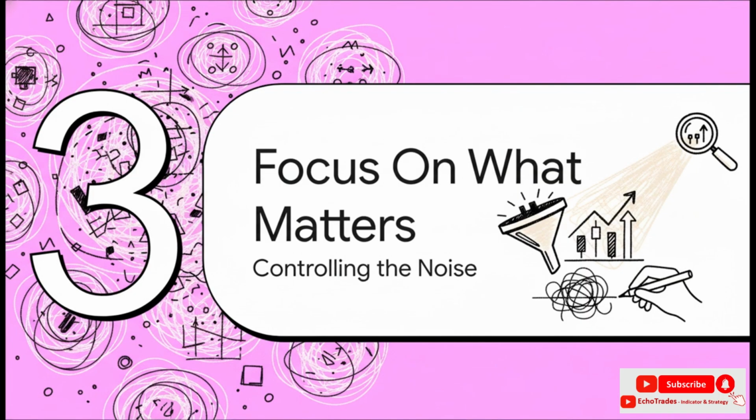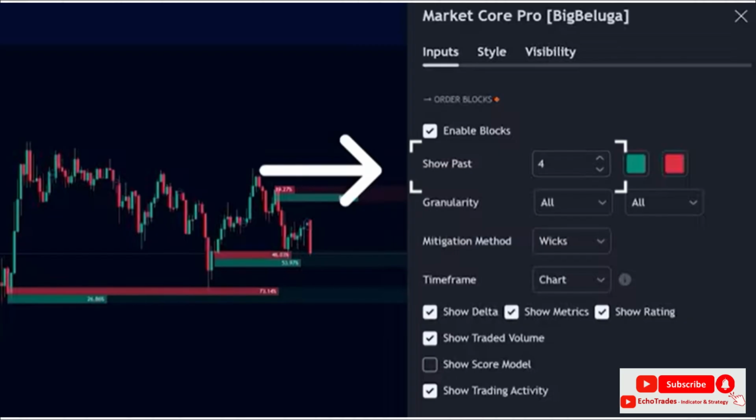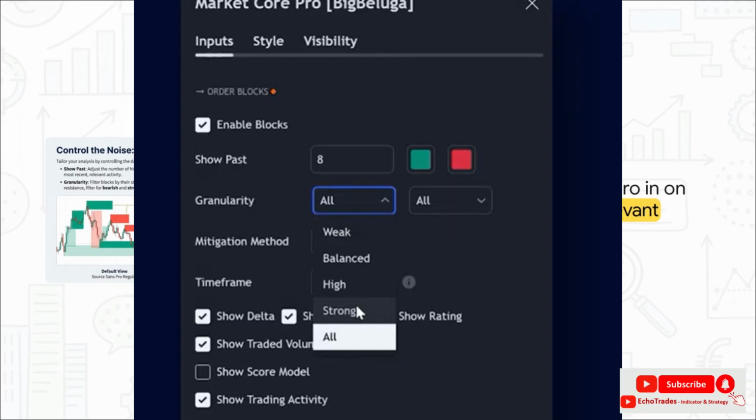Of course, having all this data is one thing, but we don't want to get overwhelmed, right? The key is to filter out all the noise and really tailor the tool to your specific trading style. Let's look at how we can focus on what really matters. So, take a look here. On the left, that's the default view, and it can show a lot of old blocks. But on the right, we've applied a filter. We've reduced the number of past blocks and told the tool we only want to see the strong bearish ones. See how you can instantly zero in on the most powerful and relevant zones for your analysis?